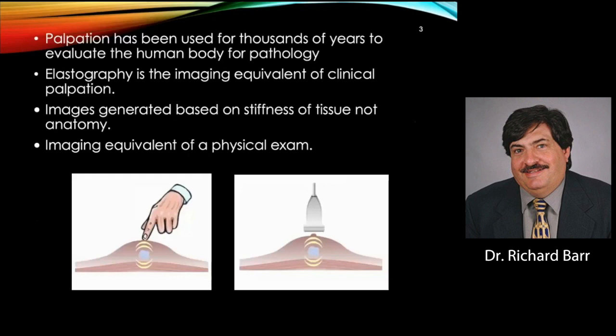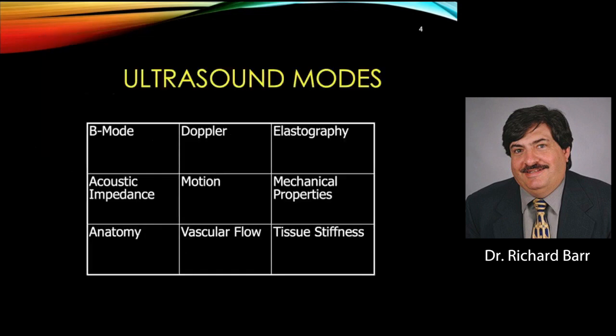Palpation has been used for thousands of years to evaluate the human body for pathology. So ancient Greeks and Egyptians knew if there was a hard mass in a breast, it was going to be a bad situation. And elastography is really the imaging equivalent of a clinical palpation. So instead of using our finger to decide if something is stiff or soft, we're going to use the transducer. So this is the imaging equivalent of doing a physical exam.